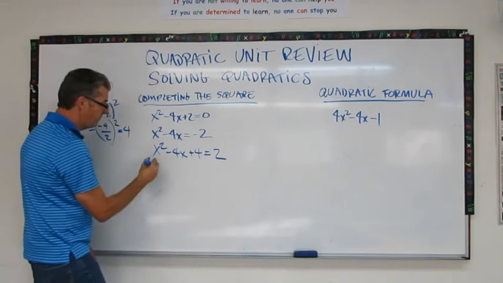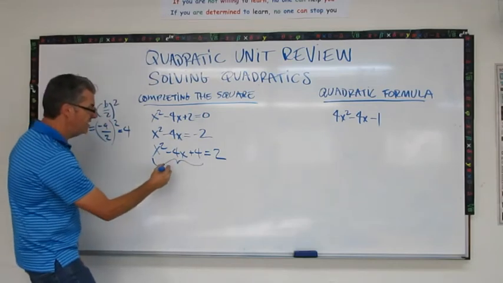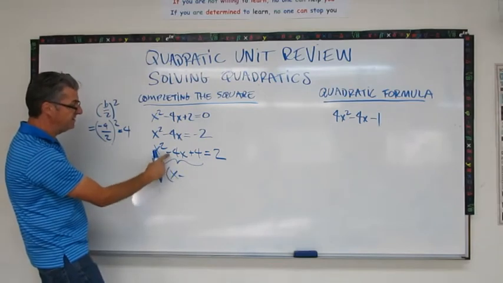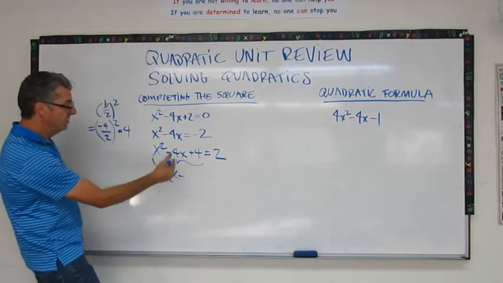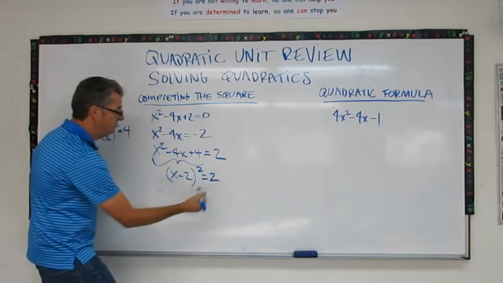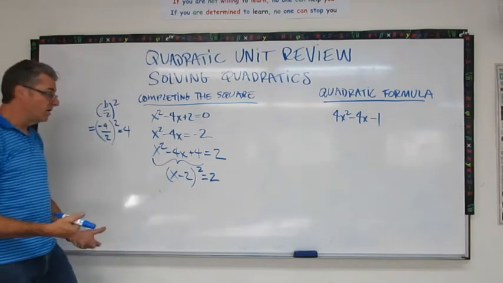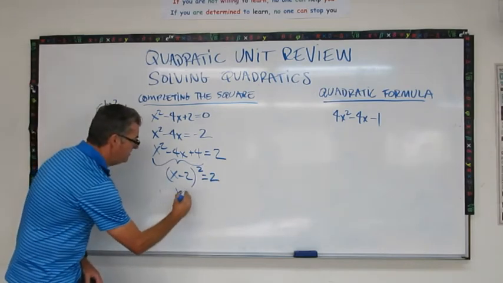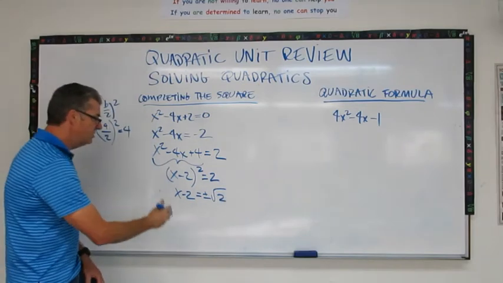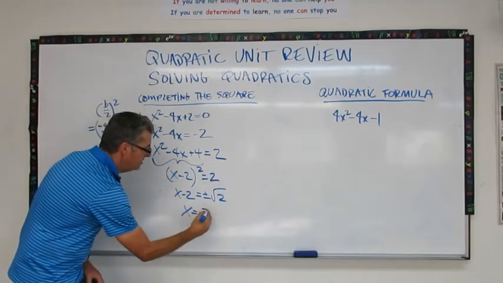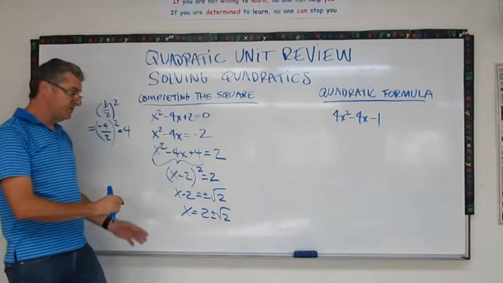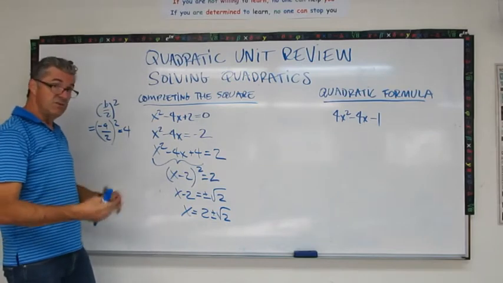Now this is a perfect square. And this just becomes x minus, if that was a plus, this would be a plus, b over 2, which is just going to be 2, squared, equals 2. Now I can take the square root of both sides and get x minus 2 equals plus minus root 2. Add my 2 to both sides. x equals 2 plus minus root 2. So I have two solutions: 2 plus root 2 and 2 minus root 2.